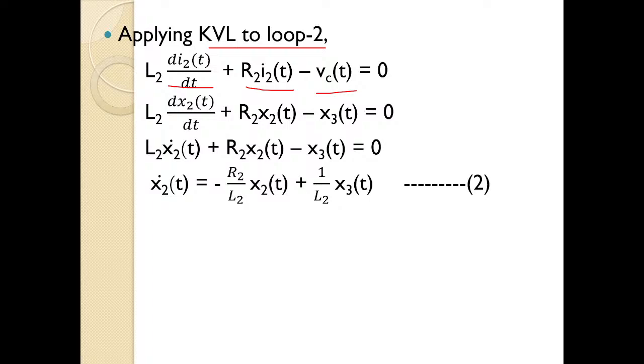Now here you can replace I2 by x2 of t and Vc by x3 of t, and d by dt of x2 of t you can rewrite as x2 dot of t. So L2 into x2 dot of t plus R2 x2 of t minus x3 of t. From this you will get x2 dot of t is equal to minus R2 by L2 x2 of t plus 1 by L2 x3 of t. Consider it as equation number 2. Now let us go back.